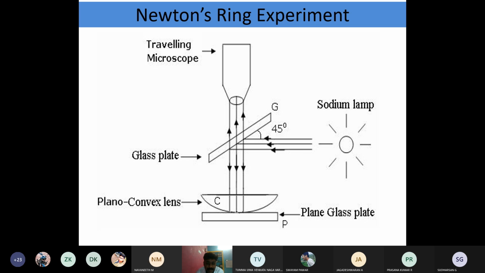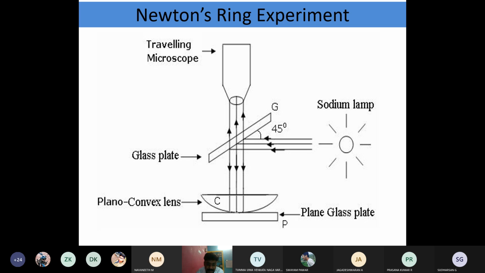Then we have taken a glass plate. Here it just seems to be located in open air space, but in general it will not be like this. This glass plate is placed on a stand. We are going to consider a wooden stand in which this glass plate is inclined at an angle of 45 degrees. Inside the wooden stand, we are going to place the plain glass plate, and above the plain glass plate, a plano-convex lens.